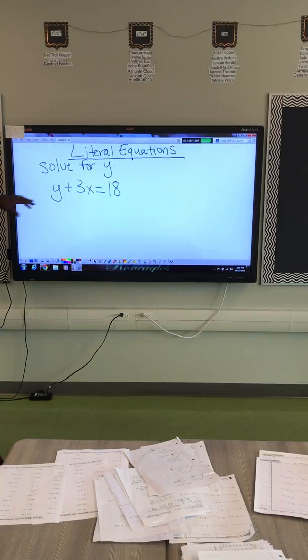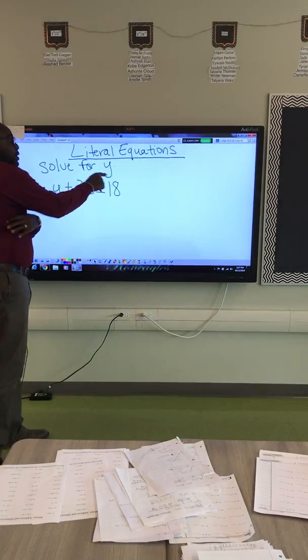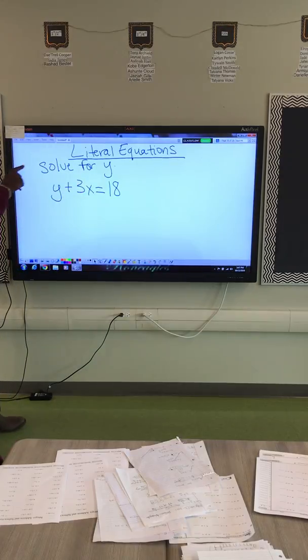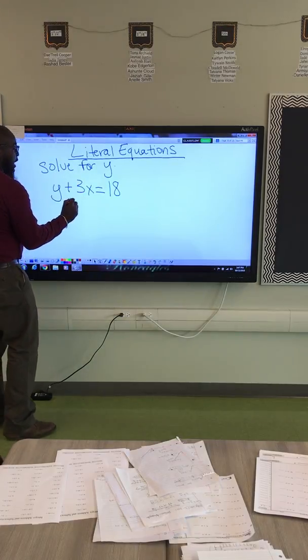Your goal, if you're solving for y, just like we did earlier, is that the y has to be on the side by itself. This is a little different because you can't combine the 3x and the 18. But by now you understand that the 3x has to go over here, and how it gets over here is by subtracting 3x from both sides.